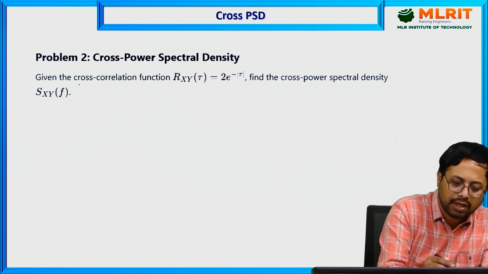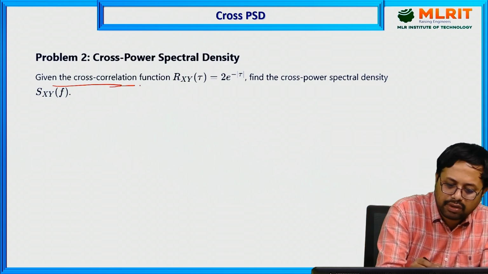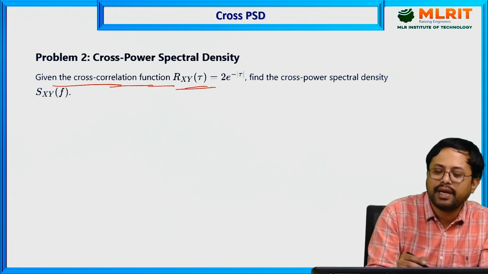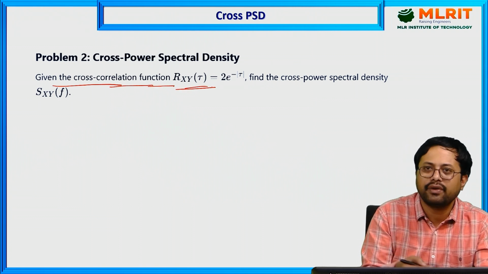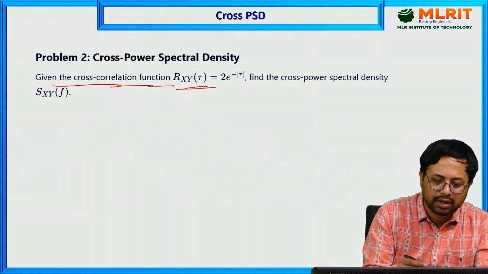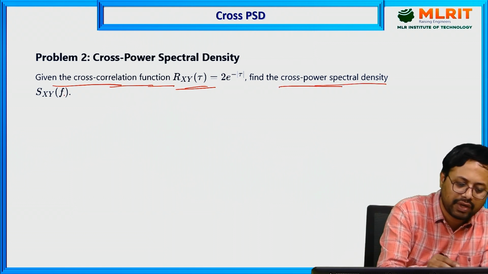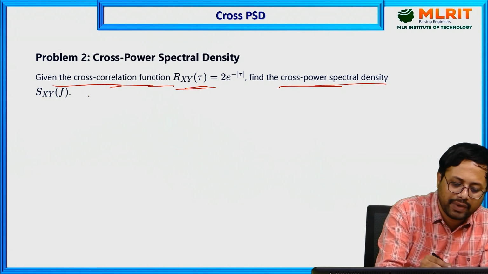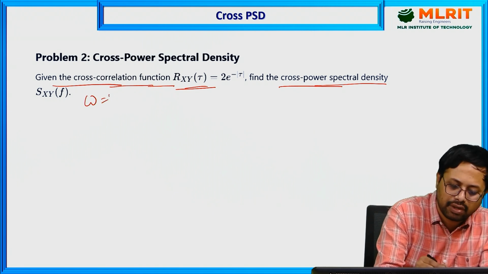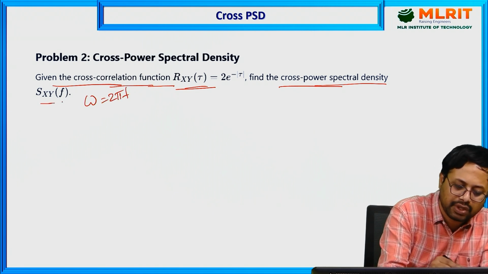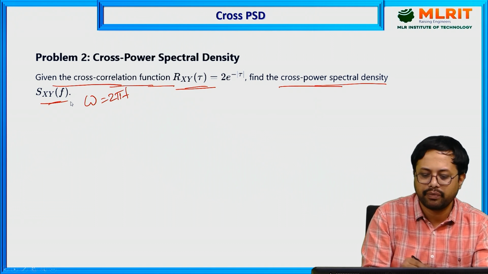The cross correlation function is given. Directly, you can take the Fourier transform of that. Then, to find the cross power spectral density S_xy of omega, where omega means angular frequency, which is equal to 2 pi f, or in terms of frequency, both are okay. You will get the same terminology.